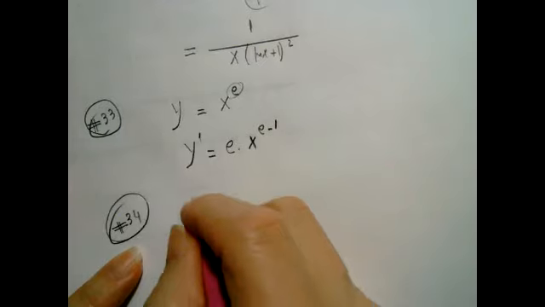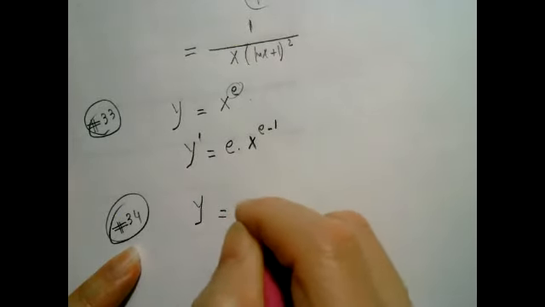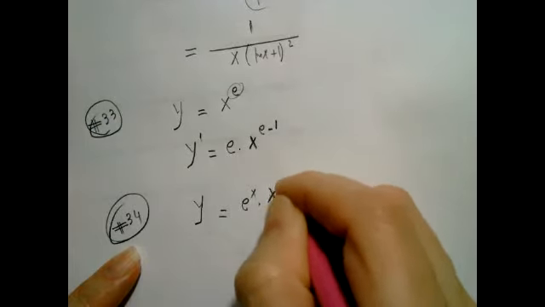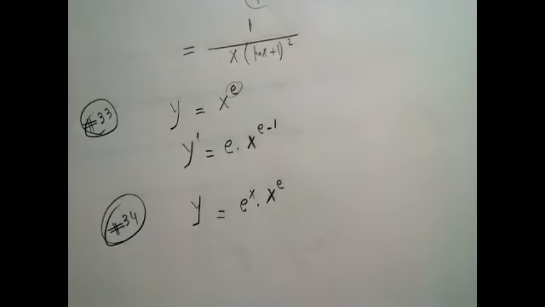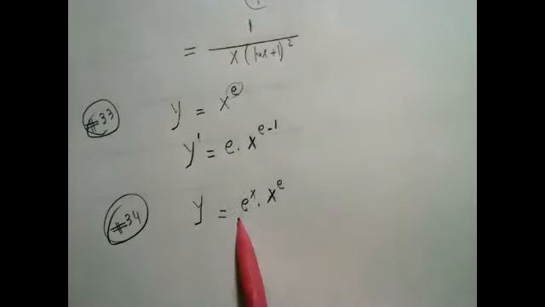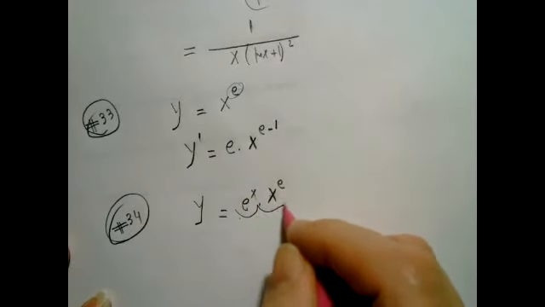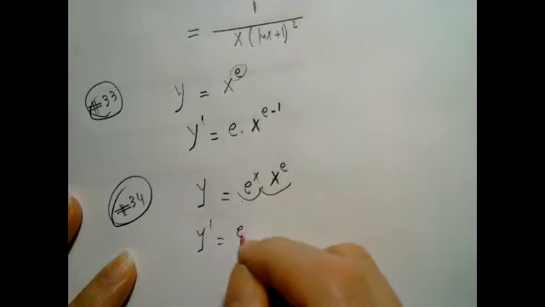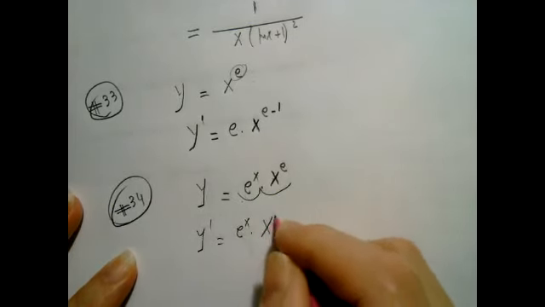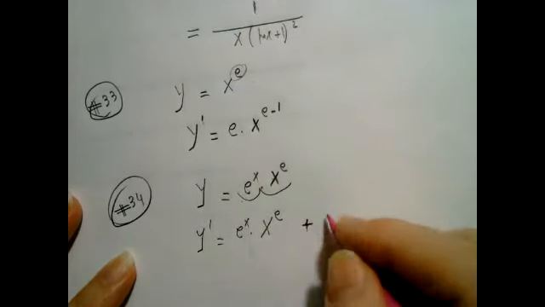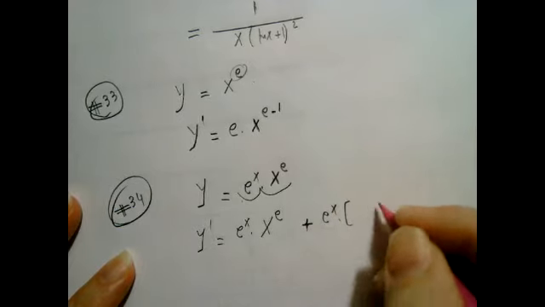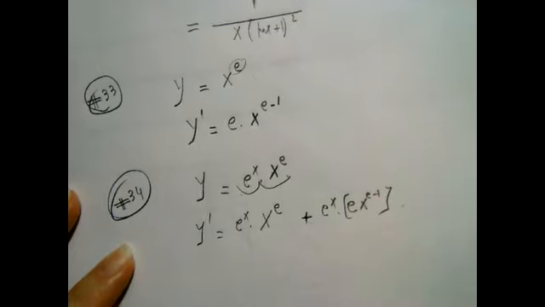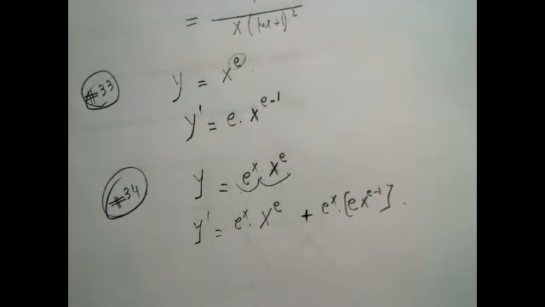Y equals e to the x times x to the power e. So here, basically, they are making sure that you don't confuse powers with exponential. That's really the goal. So that's a product rule immediately. And my derivative is e to the x times x to the e plus e to the x times the derivative of x to the e, which is e times x to the e minus 1.